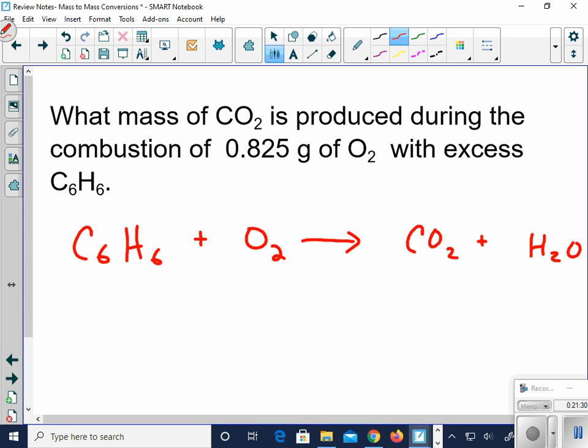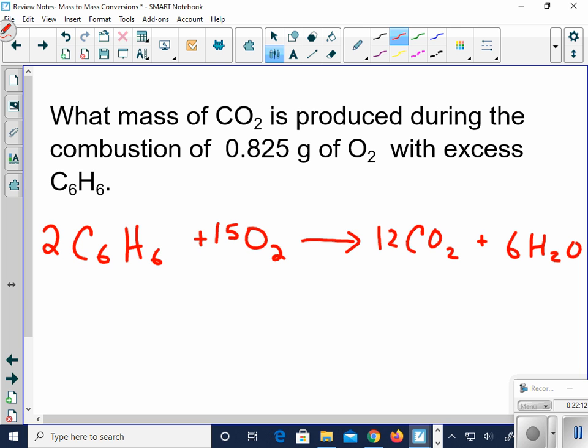So I need to balance this out, okay? And I always start with my carbons. Actually, I'm just going to balance it for you because I know what it is. I've already done it. I'm going to need 2 carbons there, which is going to give me 12 carbons there. That gives me 12 hydrogens, so I'm going to need a 6 there, and to balance everything out, I'm going to need a 15 there. So I now have my balanced chemical equation.